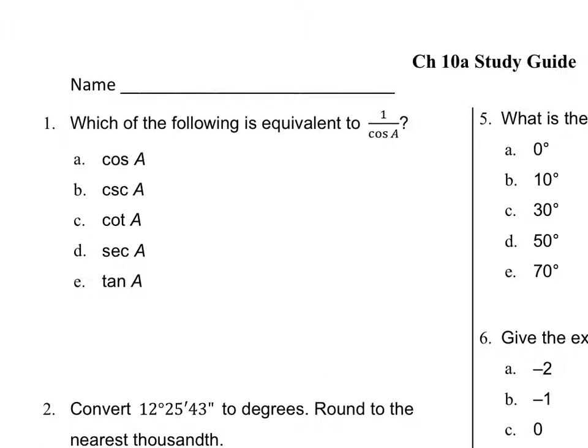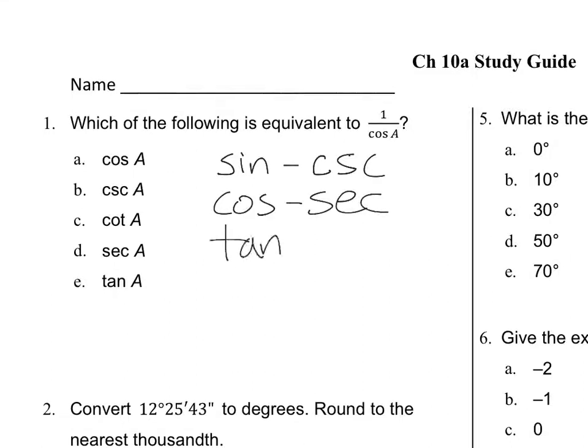Cosine, 1 over cosine. What's the reciprocal function for cosine? Remember we said that it never matches. So sine matches with cosecant, cosine with secant, and tan with cotan. So since we're looking at cosine, our answer is secant.